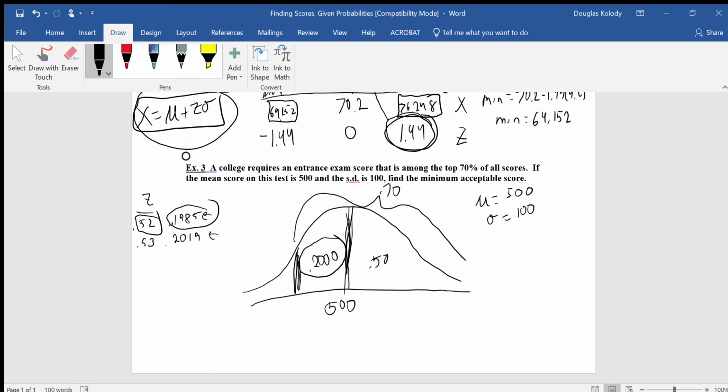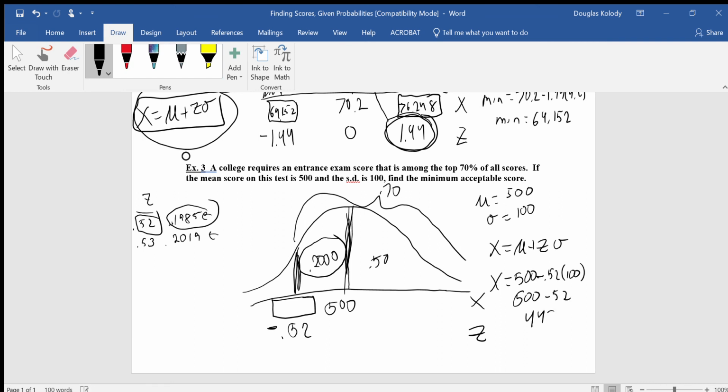So I'm going to write a z-score of 0.52. But wait, it's to the left of the mean, so it's got to be negative 0.52. Do you follow? So we're looking for this mystery value right here. What is that entrance exam score? Well, let's figure that out. I know that x equals mu plus z times sigma. So x equals 500 minus the 0.52 times 100. So that's essentially 500 minus 52, which is 448.